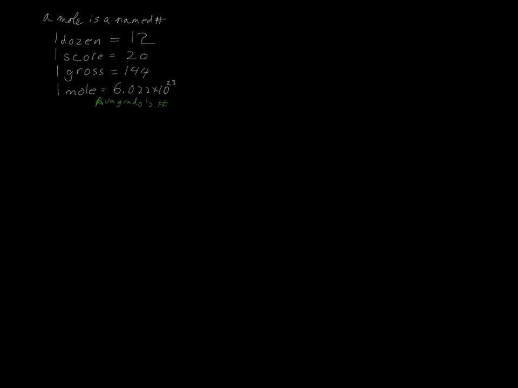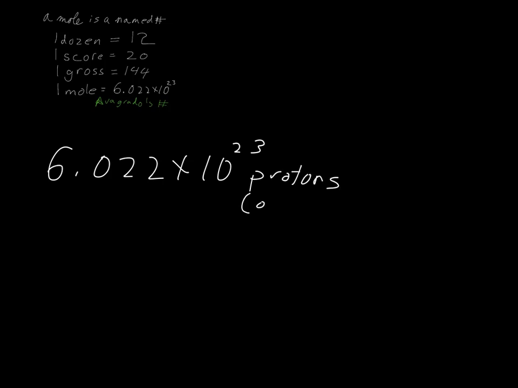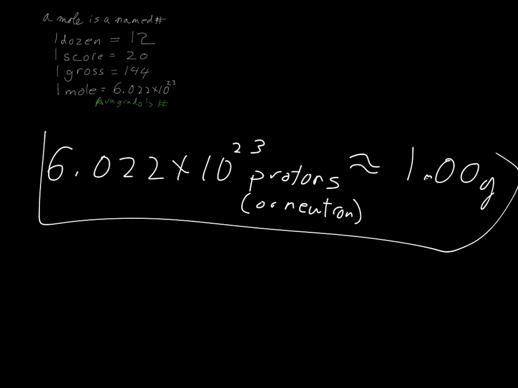What's so important about Avogadro's number is that 6.022 × 10²³ protons, or neutrons, since they have roughly the same mass, has a mass of 1 gram. What this relationship means is that we can read the atomic mass off our periodic chart not in terms of AMU, but in terms of grams.